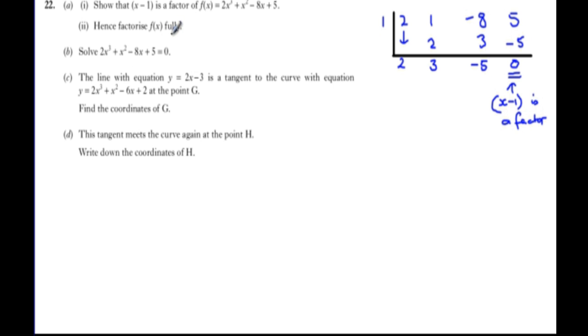We're then asked to factorise f of x fully. We've already pulled out the factor x minus 1. These numbers here give us the quotient. We started off with a polynomial in x cubed. Once we divide by x minus 1, we then have a polynomial in x squared. So these numbers stand for 2x squared plus 3x minus 5.